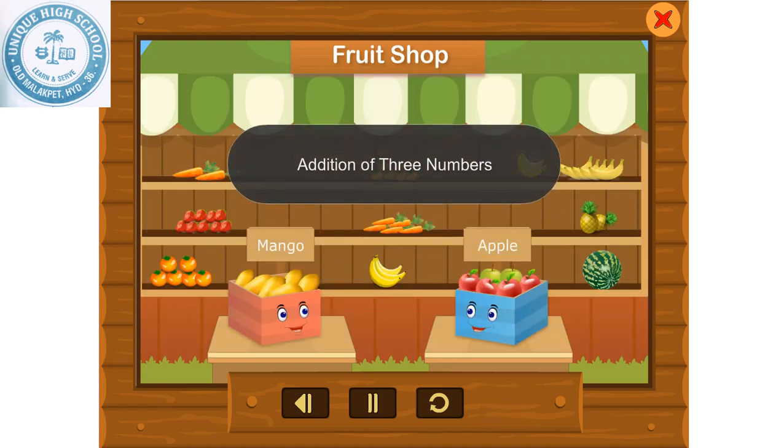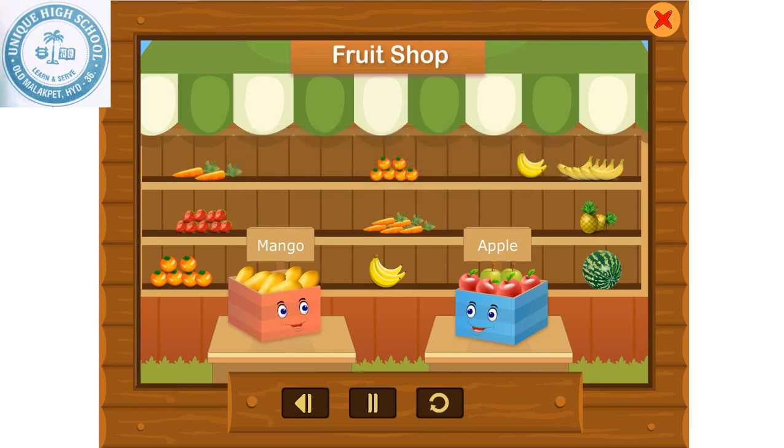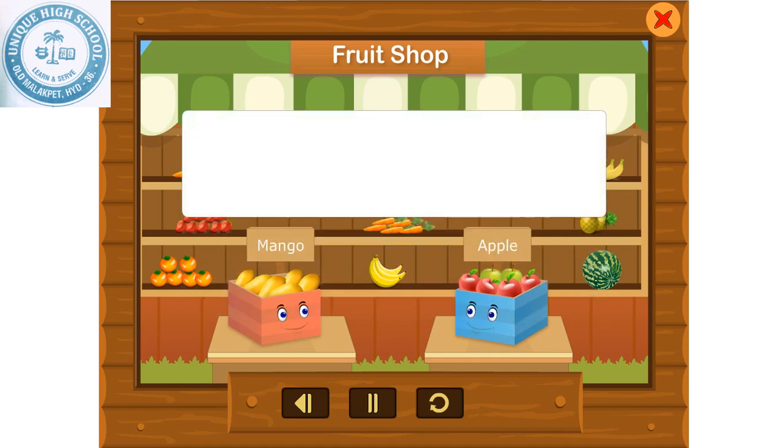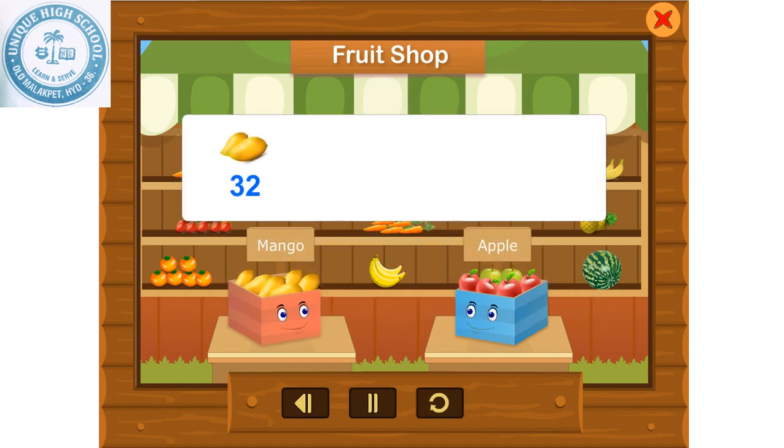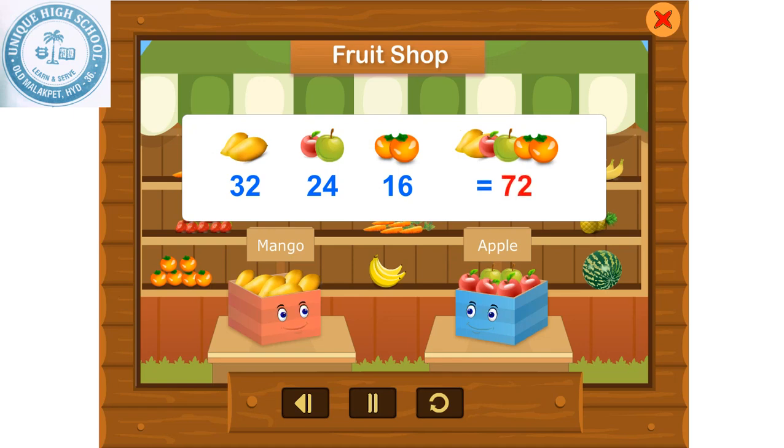Addition of three numbers. Apple Box, I think you need to learn about addition of three numbers with carrying also. Yes, sure. Suppose in this fruit shop, there are 32 mangoes, 24 apples and 16 oranges. So total, we have 72 numbers. How did you do that, Mango Box?